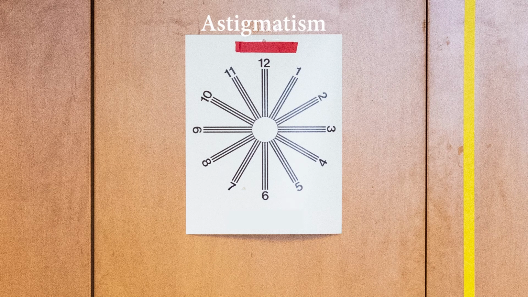So astigmatisms can also be corrected with glasses. When they're making the lenses for the glasses, they can add what is known as cylinder and axis. What cylinder is going to do is correct for how strong the astigmatism is, while axis is going to correct for the position of the astigmatism.